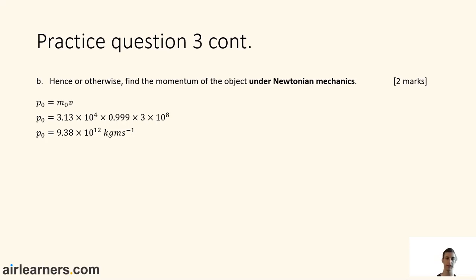Now, when it says hence or otherwise, you usually have to use your answer from the previous question, which is exactly what we've done here. We've taken this value from the previous question to find the momentum under Newtonian mechanics, or Newtonian conditions. In terms of mark allocation, you'd probably give 1 mark for the answer, but also 1 mark for this step here, rather than a formula, because you need to substitute in your previous value.